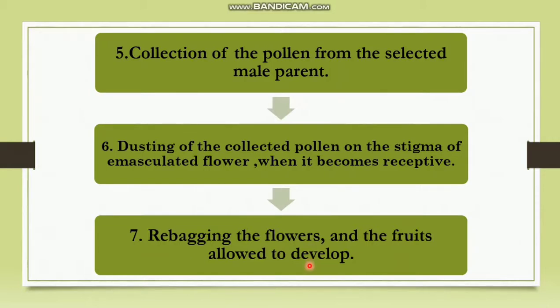So all these steps are carried out in artificial hybridization. Whereas if the female parent bears unisexual flowers, we directly start from bagging, tagging, and the rest of the steps will be similar. By this technique, we obtain a hybrid which is superior to both the parents.